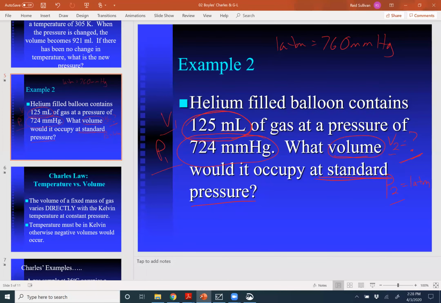That's how we're going to identify the different laws when it comes to page 6. We're going to ask ourselves, what is the information they gave us, what is it they want to know, and what is the information that is being left out or just isn't important. In this case, they told us nothing about temperature. They've told us nothing about amount. So the only law that we can use is Boyle's law.